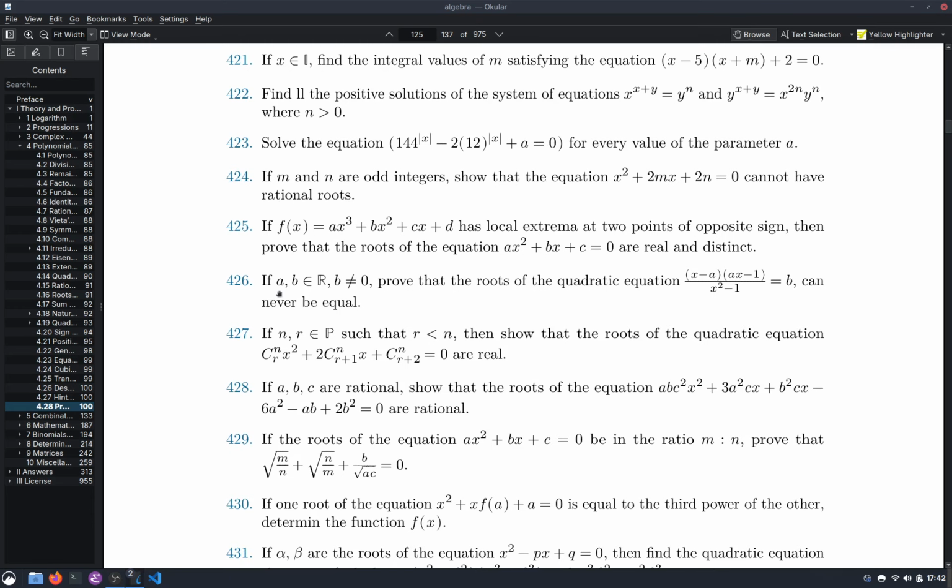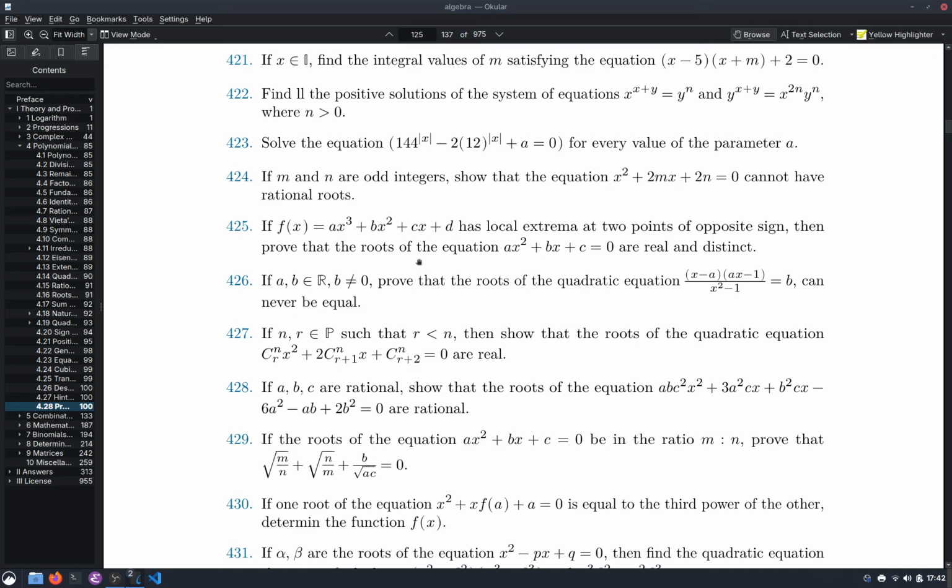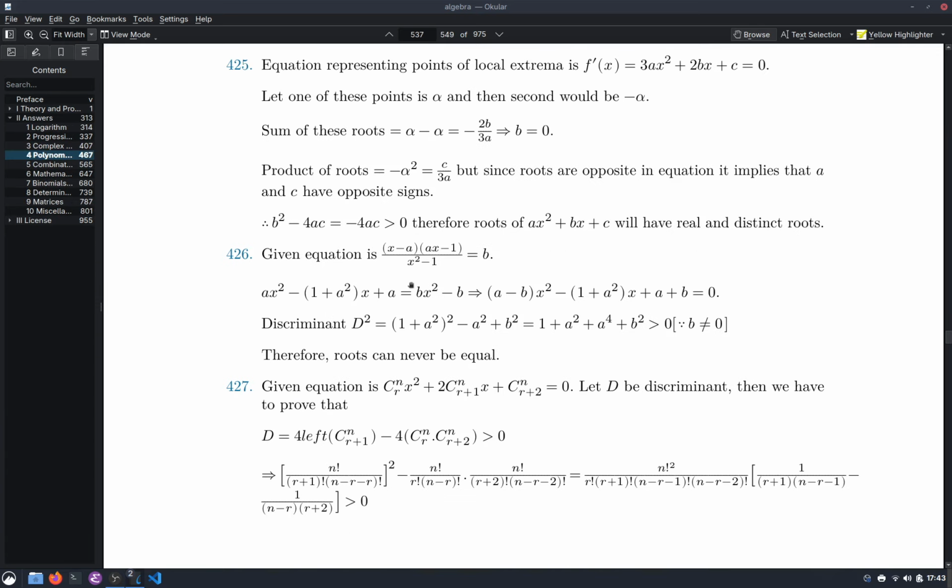Question 426 says that if a, b belongs to the set of real numbers, b is not equal to 0, prove that the roots of the quadratic equation (x minus a) into (x minus 1) divided by x square minus 1 is equal to b can never be equal. So we are given that (x minus a) into (x minus 1) by x square minus 1 is equal to b. So we bring everything to one side.